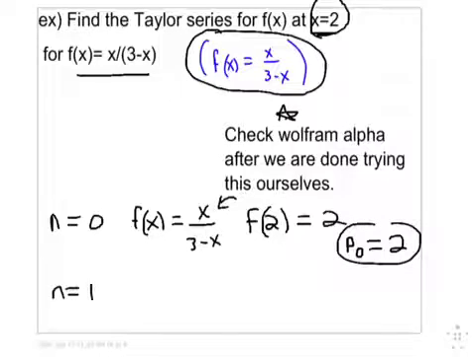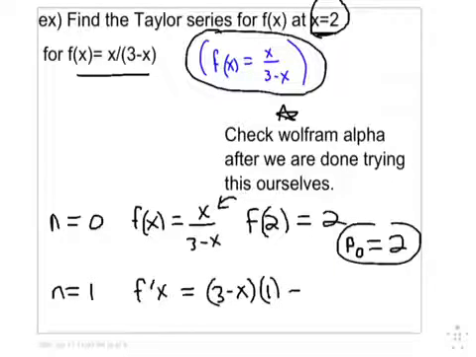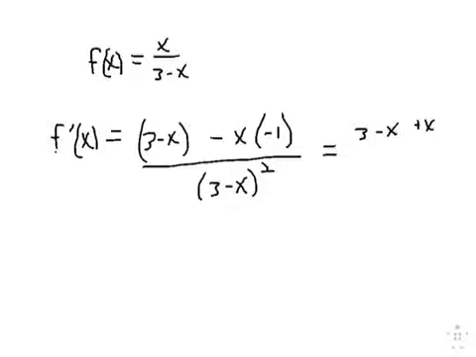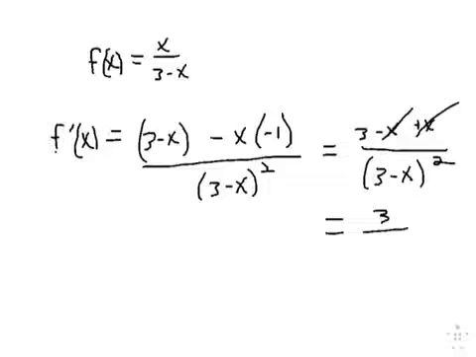Now let's go for our first order. We know we're going to need the derivative. I can tell you, use the quotient rule. So bottom times the derivative of the top, which is 1, minus top times the derivative of the bottom, which is negative 1, over bottom squared. When you do that, let's clean that up on the next slide. The top is going to clean up to 3 minus x plus x, over 3 minus x whole thing squared. And this is going to cancel with this, and basically you're just left with 3 over 3 minus x whole thing squared. Okay, so that's our derivative.